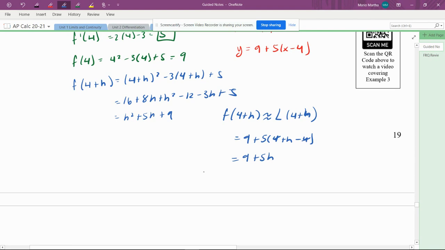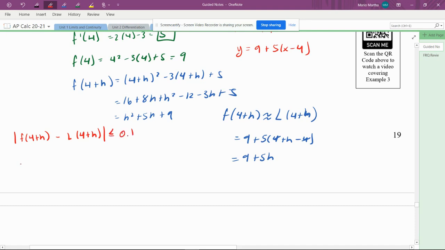All right. So now, to figure out the error, remember, it's the actual value minus the estimated value. So the error is going to be f of 4 plus h minus L of 4 plus h. That's pretty much what we're trying to minimize. We're trying to make this small enough so it's at the most 0.1. At the most 0.1. So the absolute value of that has to be less than or equal to 0.1.